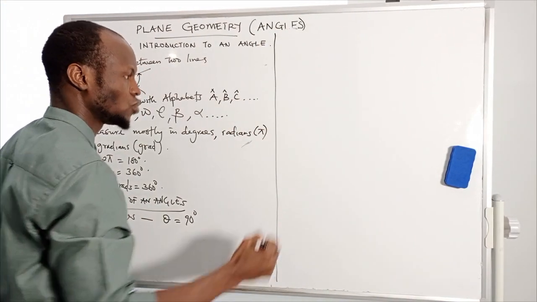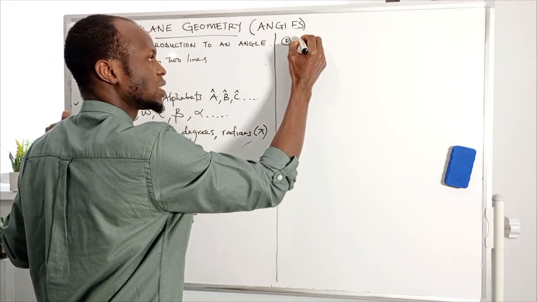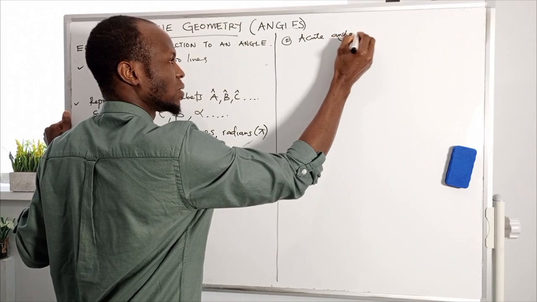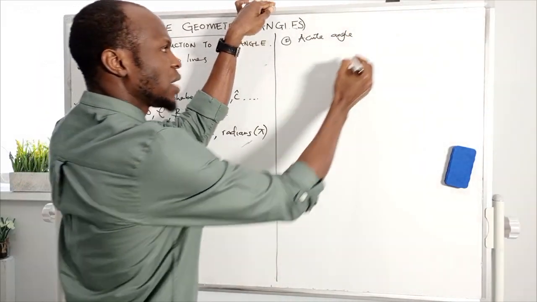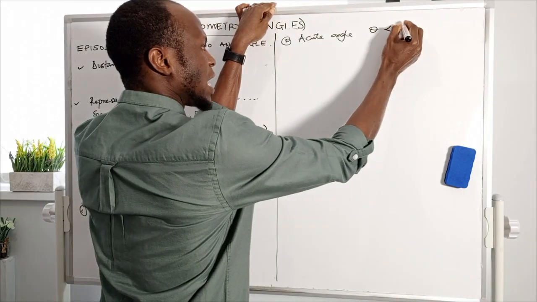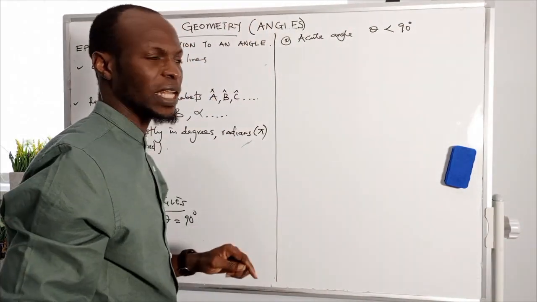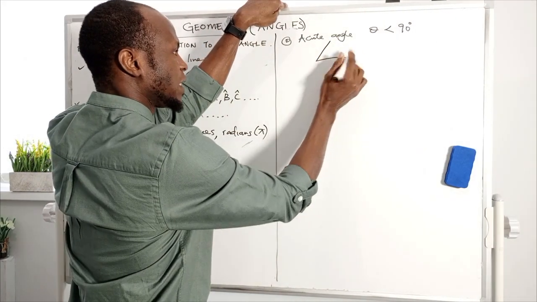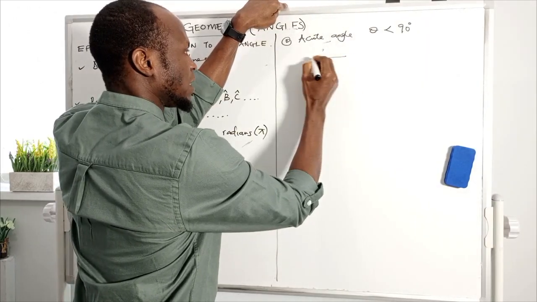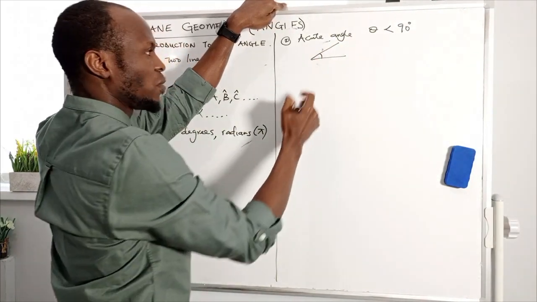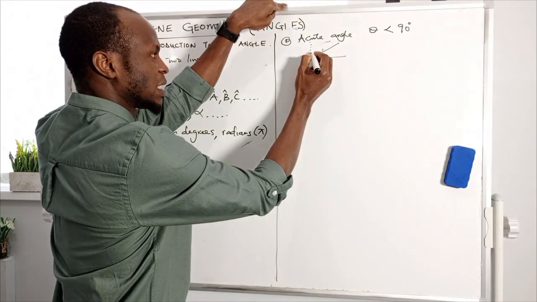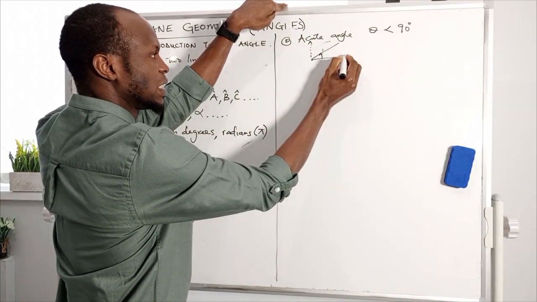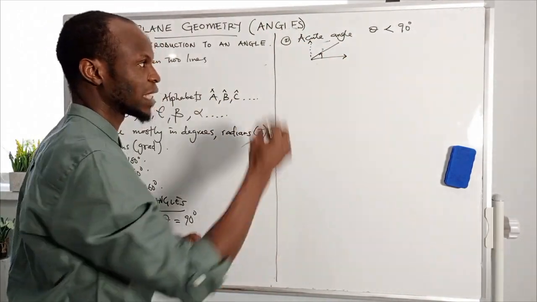Okay. Number two is what we call an acute angle. Acute angles are angles that are less than 90 degree. Any angle that is less than 90 degree is referred to as an acute angle. Okay. When we have an angle like this, this is not up to 90 degree. Okay, let's say this is 90 degree. This angle from this place to this place is not up to 90 degree. Those angles are known as acute angle.